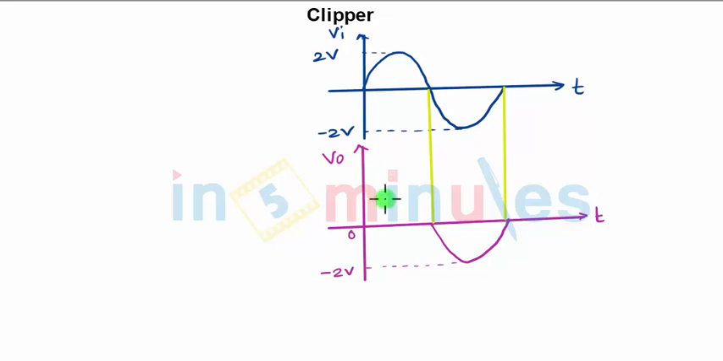In the positive half cycle, you are getting the output as 0 volts since the diode is open circuited. In the negative half cycle, the diode is short circuited and you get the output as minus 2 volts. This is the explanation of the series positive clipper.